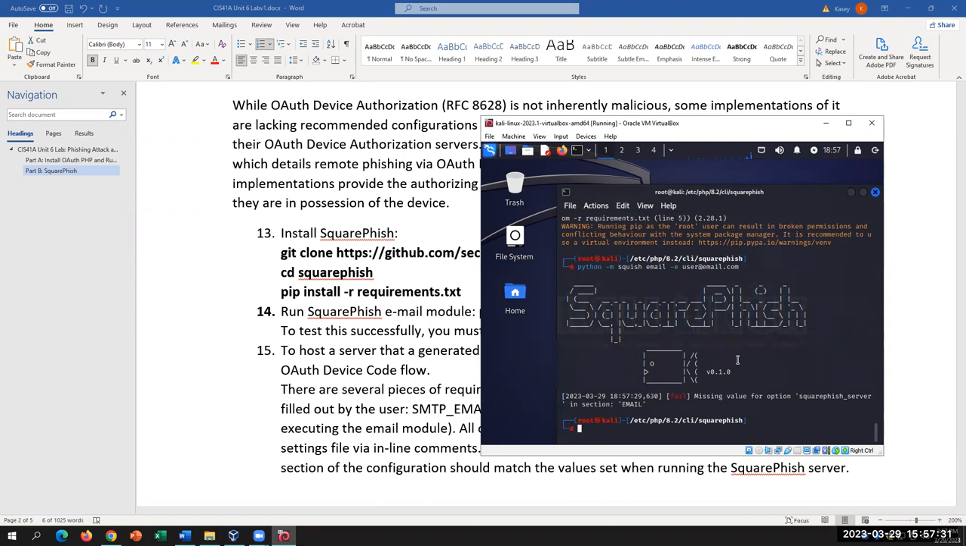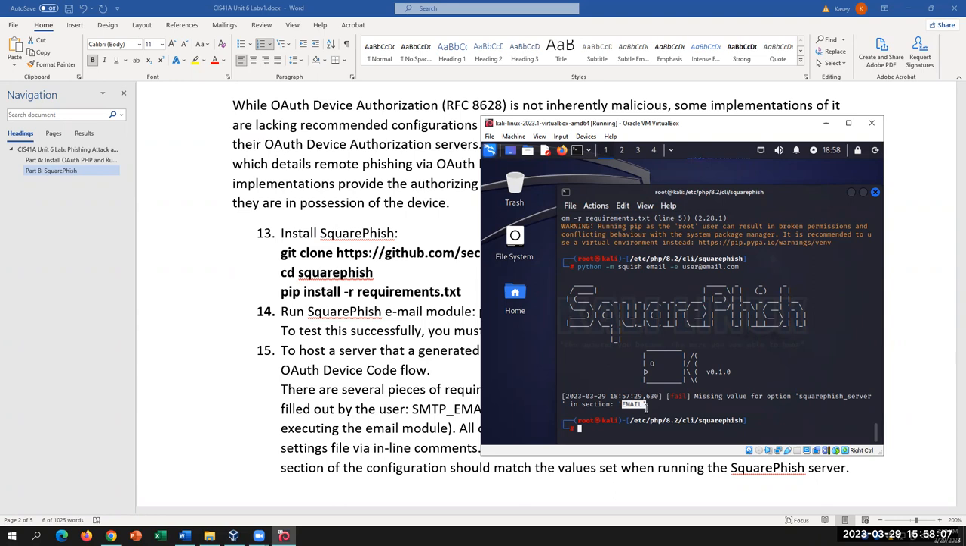So this is SquarePhish, right? And it tells me right here that it's missing the email information because I didn't configure it to put in the user email. So this email is where your target's going to be, right? Like who are you sending it to? And that could be, we can import in a CSV, so it's going to go one after the other. It's just going to keep plugging in. So that's an easy Python script, right?